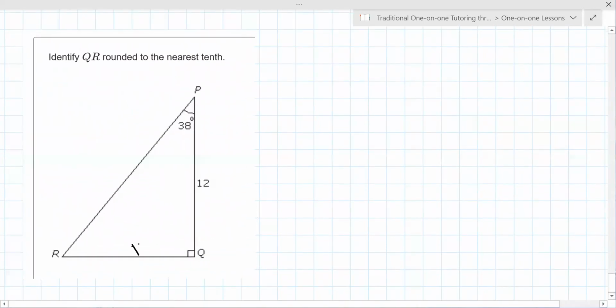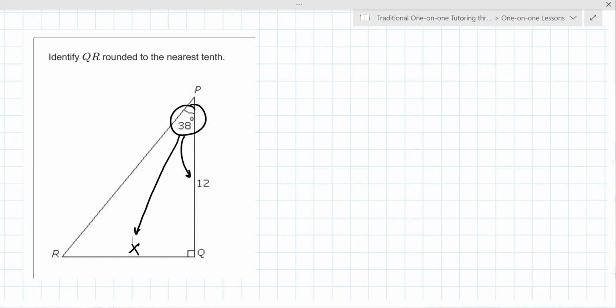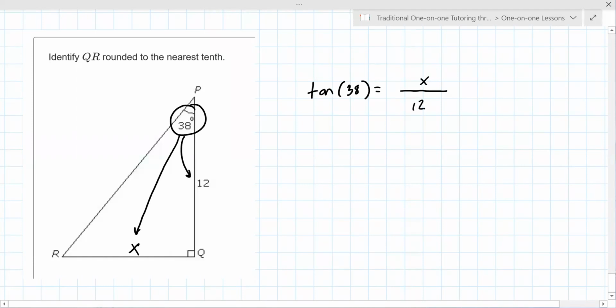The next question says find QR, rounded to the nearest tenth. So you're given this angle right here. What is 12 and what is X relative to that angle? X is my opposite and 12 is my adjacent. So which trig function would you use? I would use the tangent. Tangent of 38 equals what over what? X over 12. All right, go ahead and solve that for X, please.